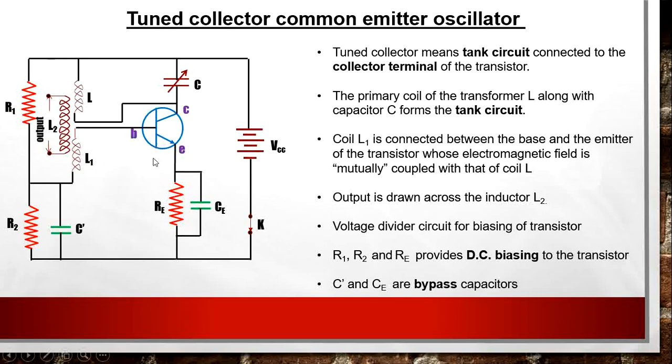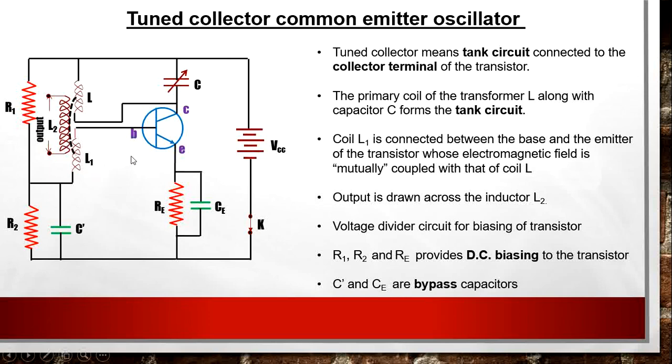Now the coil L1. This coil L1 is connected between base and emitter terminal of the transistor. And this coil L1 is connected with the coil L in such a way that mutual induction takes place between coil L and L1. The output is drawn across this coil L2.